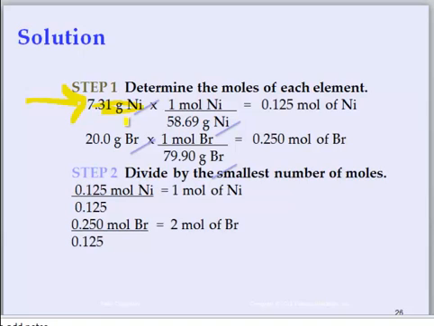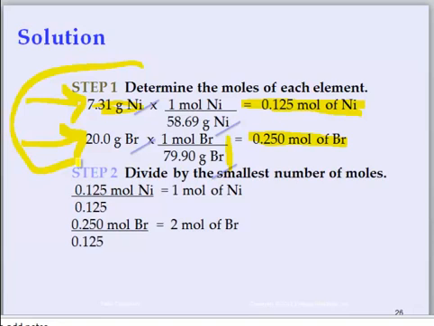So 7.31 grams of nickel will yield 0.125 moles of nickel. And 20 grams of bromine is also set up in the same pattern. 1 mole of bromine from the periodic table you can see is 79.90 grams of bromine. So 20 grams of bromine will be set up the same way, and that yields 0.25 moles of bromine. Now this would be my first step. Again, if you are given grams, you have to convert that into moles.